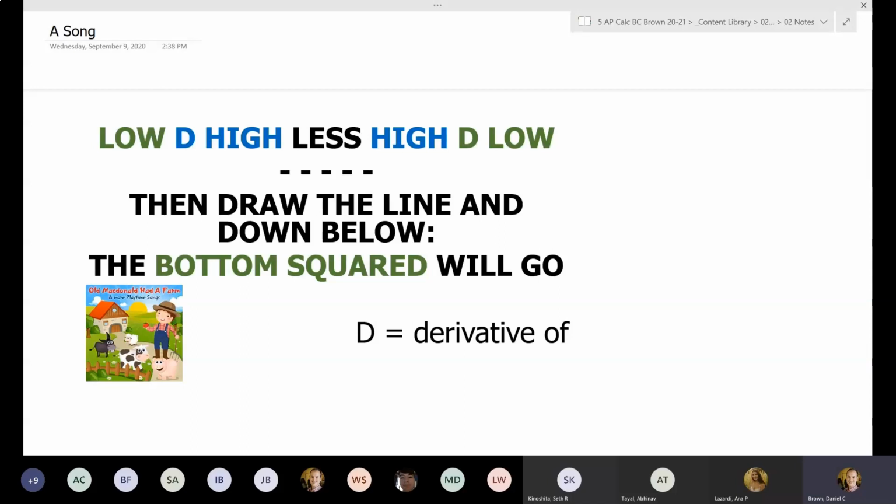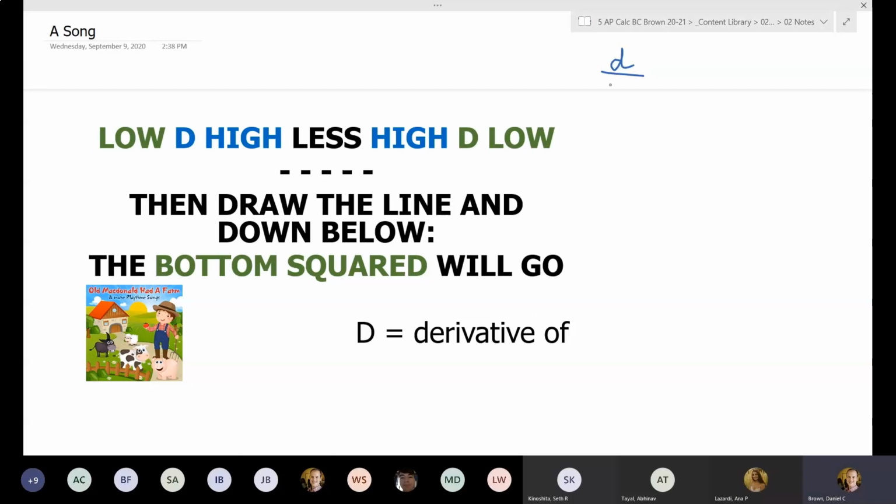So when I say low, I'm talking about the denominator. When I say high, I'm talking about the numerator. And when I say the letter D, I'm talking about the derivative of. So when I say D high, that's the derivative of the high part of the fraction, the derivative of the numerator.